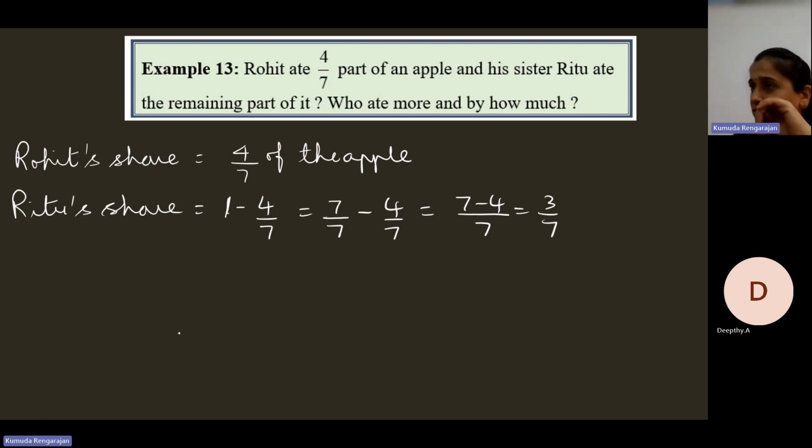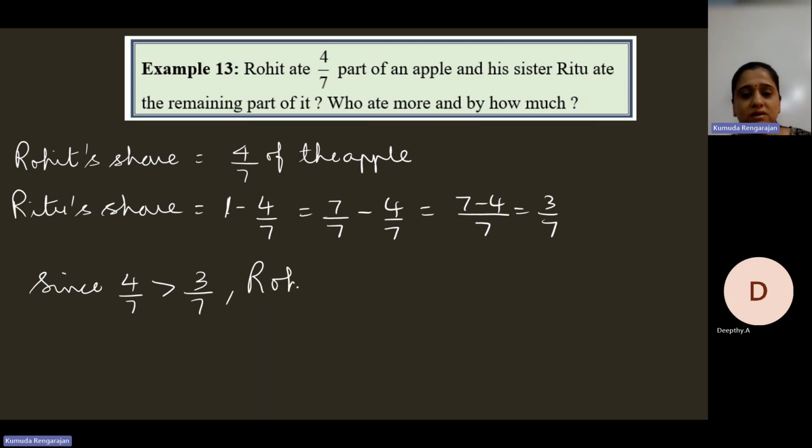See, Rohit had 4 by 7, right? So Ritu's share is 1 minus 4 by 7. How do you find what is 1? 7 by 7 minus 4 by 7. So now the denominators are the same, so you can subtract the numerators. 7 minus 4 by 7, which is 3 by 7. Correct? Now, who ate more and by how much? Which is greater, 4 by 7 or 3 by 7? 4 by 7. Since 4 by 7 is greater than 3 by 7, Rohit had a greater share, or Rohit ate more.